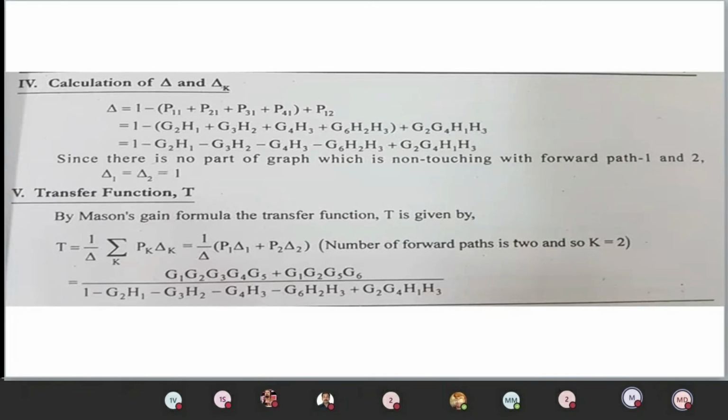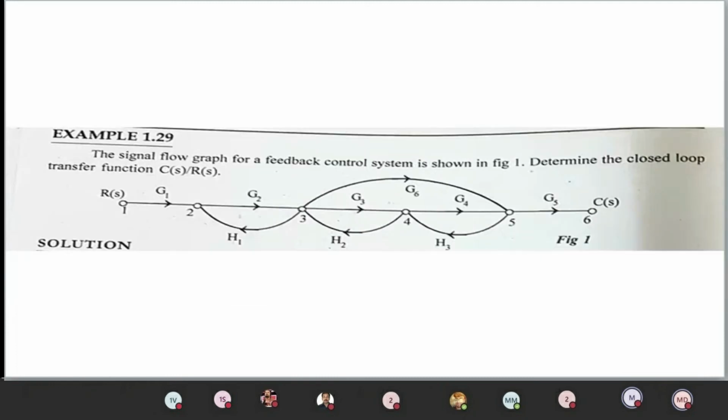Now, what is del? 1 minus sum of individual loop gains plus sum of product of non-touching loops. What is del 1, del 2? The part of the graph which is not touching forward path 1 and 2. So you can understand easily, all the loops are touching both forward path 1 as well as forward path 2. So del 1 and del 2 are obviously 1.